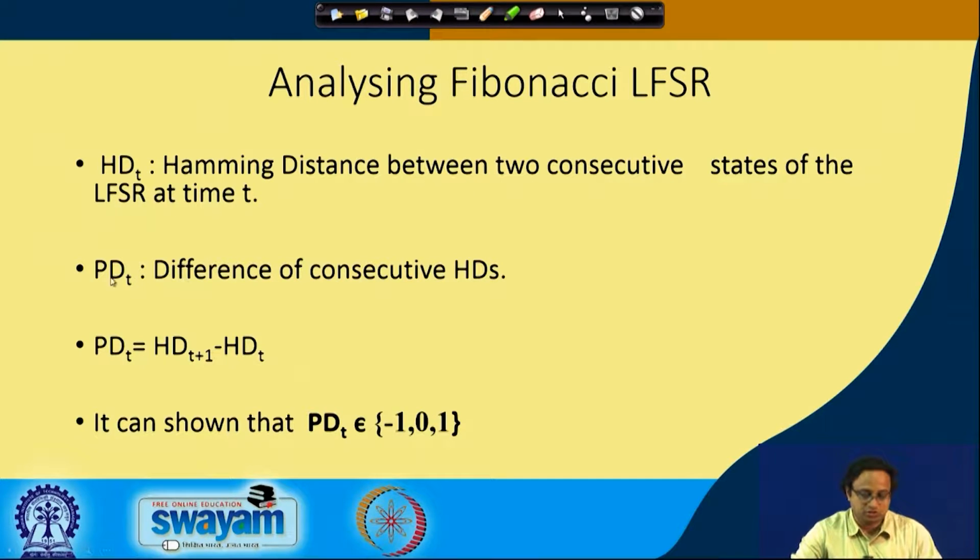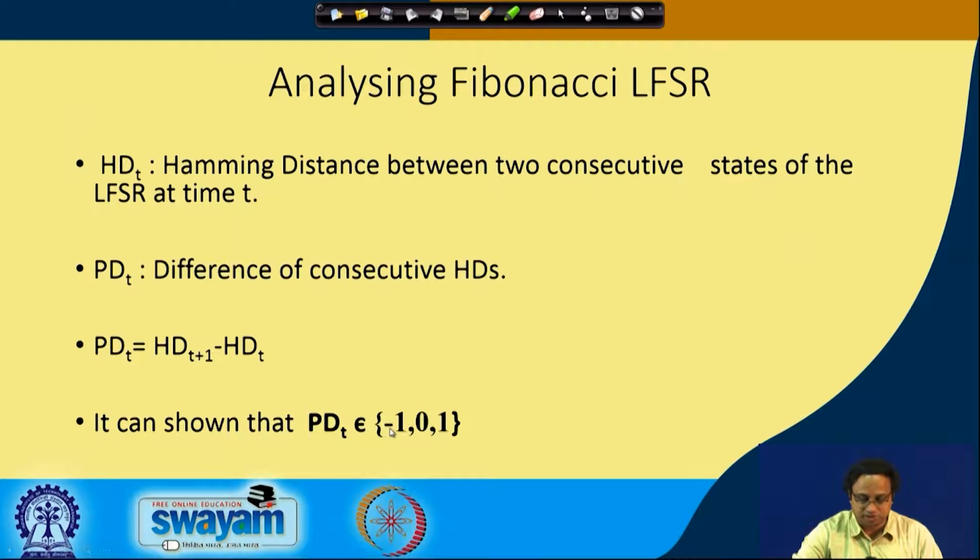Okay. So we have defined a parameter called PDT, which is nothing but the difference of consecutive HDTs. If I denote it as HDT plus 1 minus HDT, the idea is that this value can either be minus 1, 0 or plus 1. If you remember, in the last class we defined PD dash, which was about whether the power consumption remains the same or differs. Here the power consumption can remain the same in one case out of 3, whereas it can differ in 2 cases out of the 3.